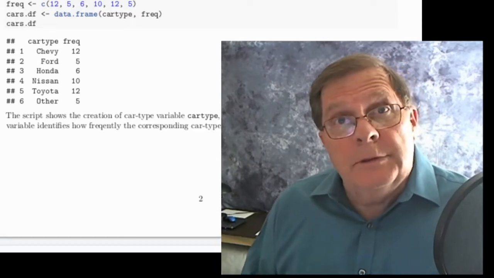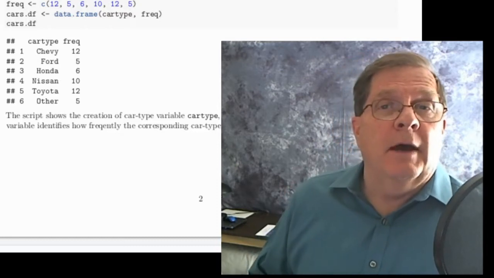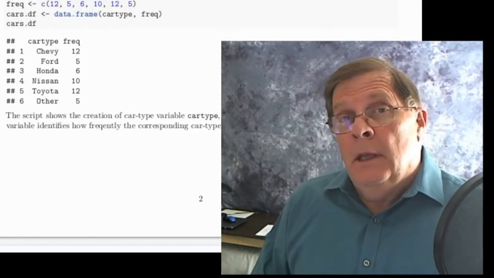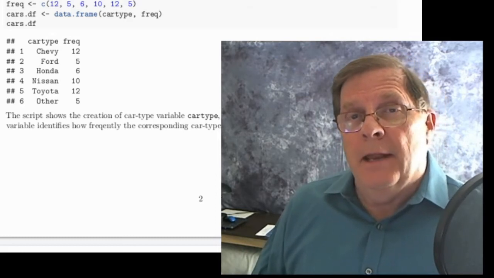Here's some data that was taken from a survey. They looked at a number of students and identified what kind of cars they are driving. This is a frequency table. It's a very useful way of describing some data.